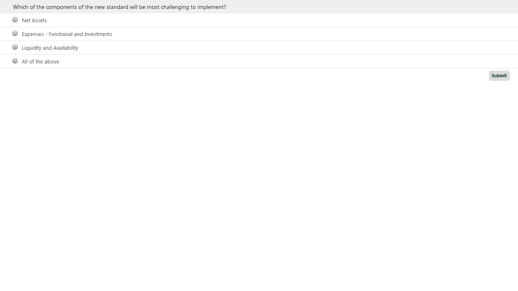Okay, now let's take a quick break for a polling question. Which of the components of the new standard will be most challenging to implement? Net assets, expenses, liquidity and availability, or all of the above? Please take a moment to answer the question so that you can ensure you receive your full CPE. We will give everyone a minute to get their answers locked in.